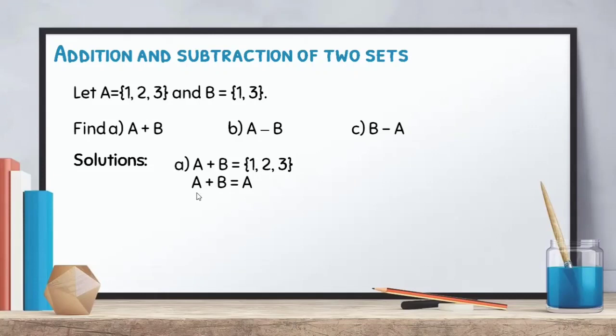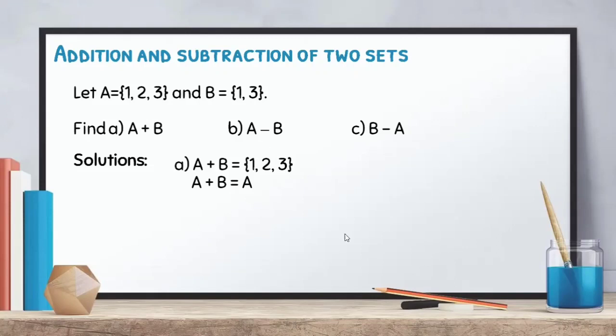Thus, if we're going to break down your solution, that would be equal to A, because our elements 1 to 3 are exactly the elements of our set A. All right? Do you follow? Okay, so now let's go to subtraction.